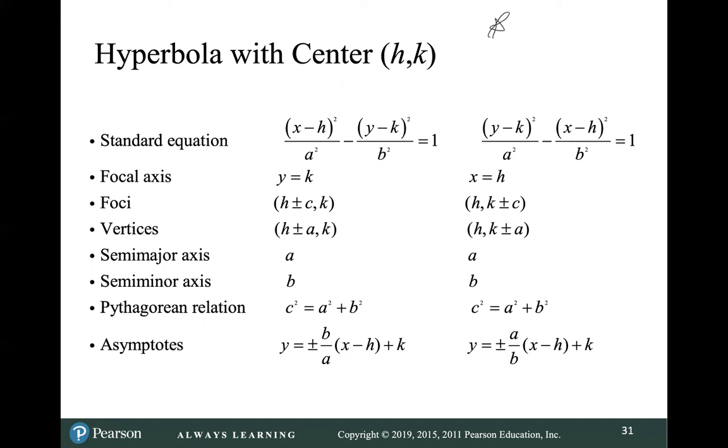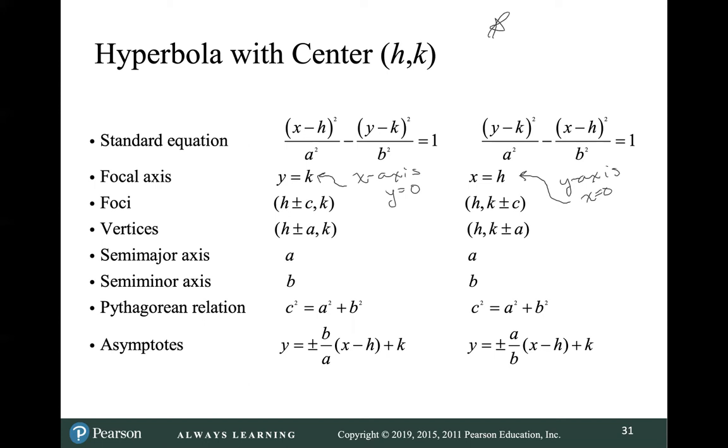So our standard equations, now we have x minus h everywhere there was an x, and y minus k everywhere there was a y. Our focal axis, before this was the x-axis, which has the equation y equals 0. But now that could be any value for k, so it's just y equals k. Before this was our y-axis, which has the equation x equals 0, but now we can use any value of h. And then foci, vertices, all of that gets shifted by h and k.